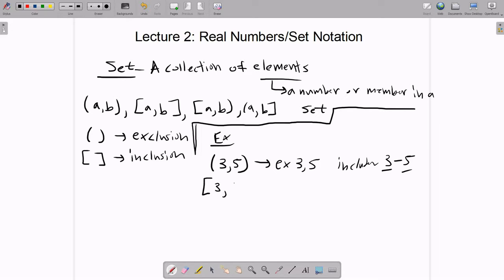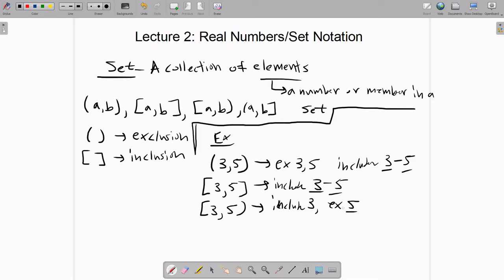For brackets 3 and 5, it means you include everything between 3 and 5, including 3 and 5. So you can have the answer as 3 being the very lowest number and the highest being 5 as the maximum. Expanding it further to one bracket and the other being parentheses, you can have the inclusion of 3, but you exclude any number that is 5 or above.